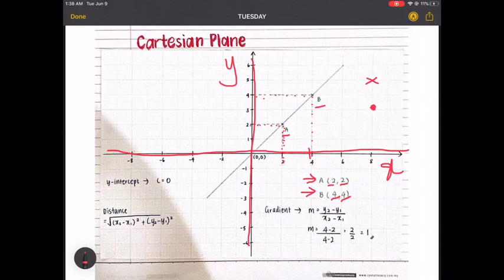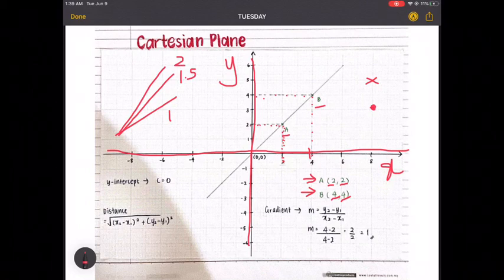The gradient of a line tells you how steep the line is. So the greater the gradient, the steeper it is. Let's say I have this line and the gradient is 1. If it goes higher, it could be 1.5. Even higher, the gradient could be 2. So the gradient tells you how steep the line is.